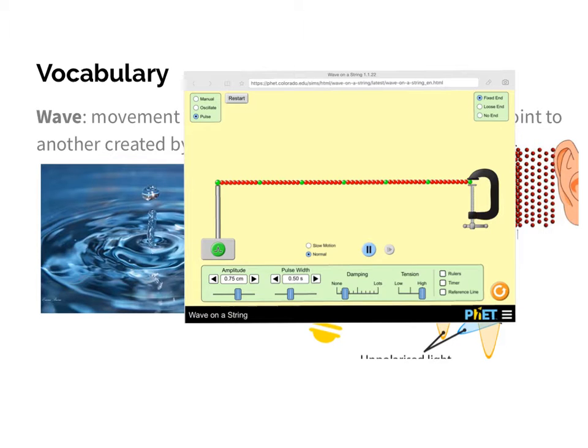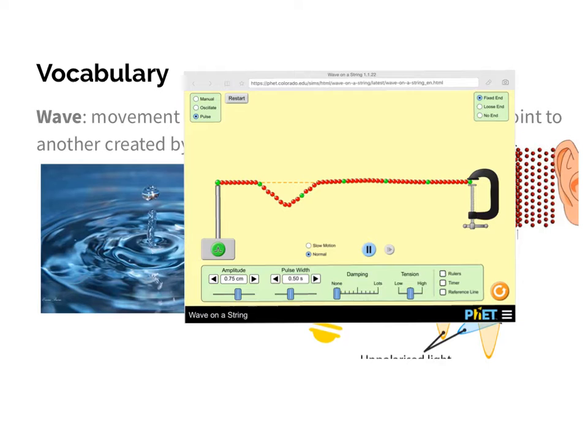So I'm going to create a disturbance by creating a little pulse there. I'm just going to decrease the damping and the tension a little bit here. We'll talk about those things. But I'm going to create just a simple pulse. And you notice that when I create that disturbance on the left side, all of a sudden I have a wave that is moving through the medium. You'll see it travels here to the right.